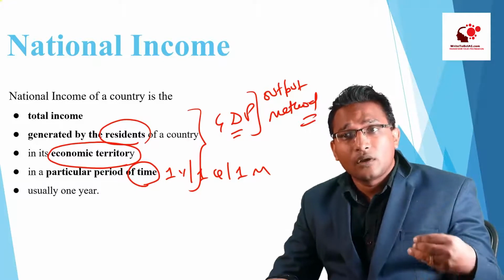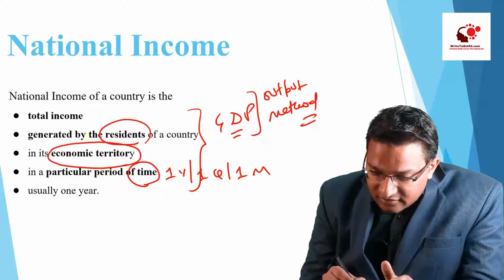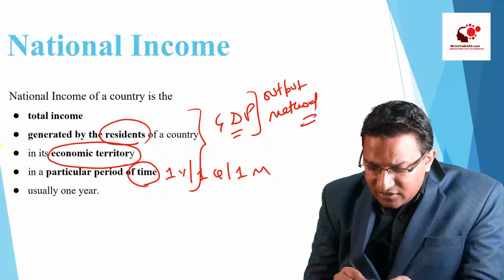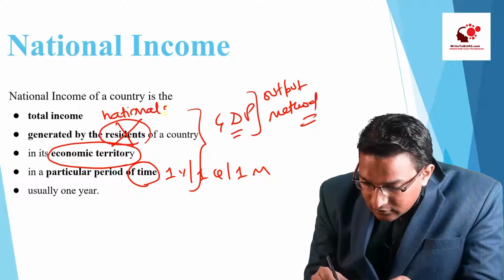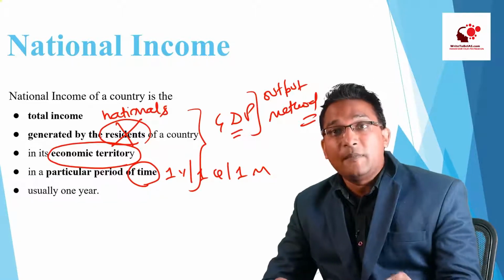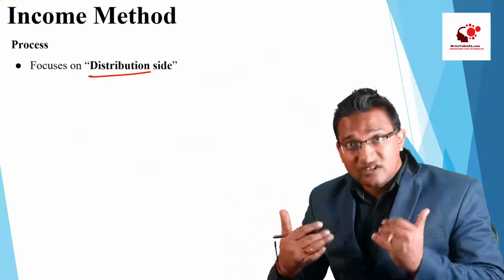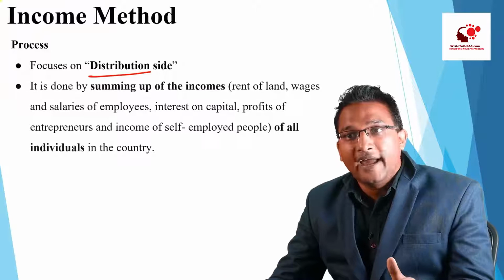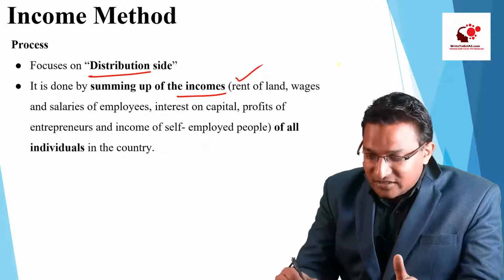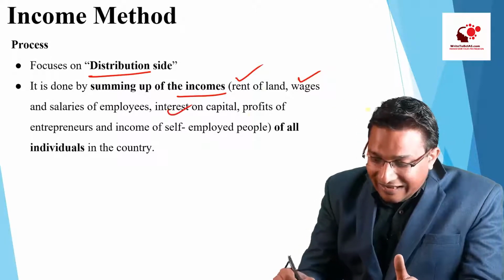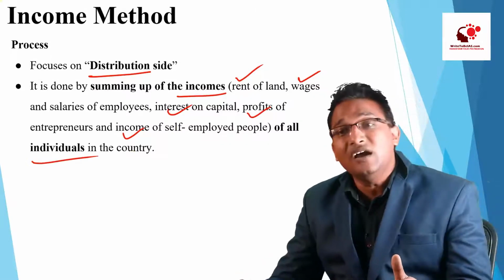Now in this income method, what is the difference? In the income method we simply say national income is the total income generated by the nationals. Here the focus is upon the distribution side, the distribution that I am receiving, right? And we are basically summing up the income of different factors of production. For example, we are summing up the rent, the wages, the interest, the profits and income of the self-employed people of all the individuals in the country.